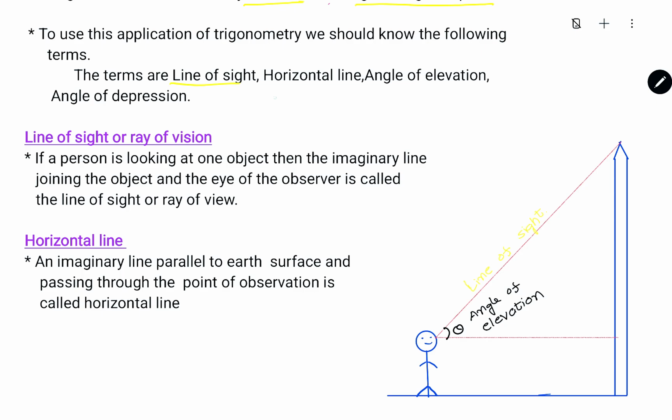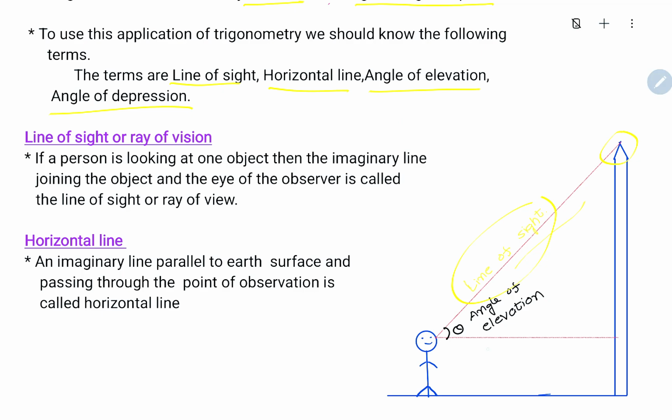The terms: line of sight, horizontal line, angle of elevation, angle of depression. First we will discuss line of sight, or ray of vision. See this diagram. If a person is looking at an object, then the imaginary line joining the object and the eye of the observer is called the line of sight or ray of view.